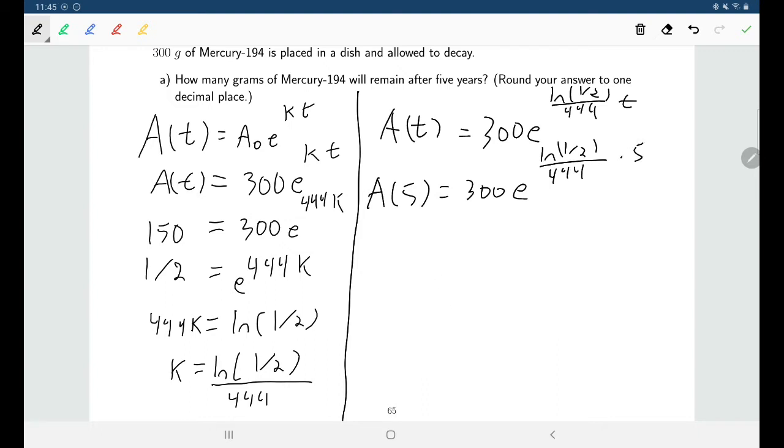And then I can run that through my calculator and find that it's about 297.667. We're rounding to one decimal place, so 297.7. So in 5 years, 297.7 grams will remain.